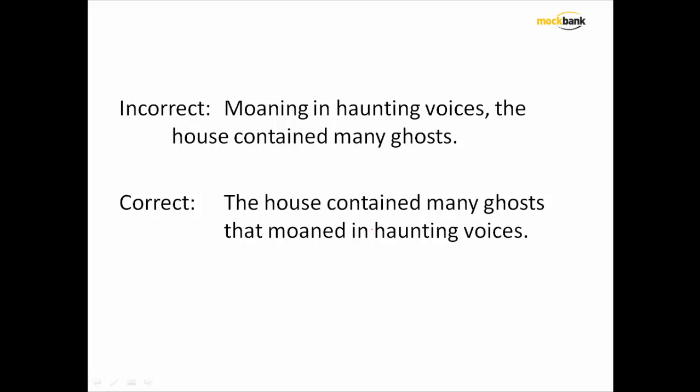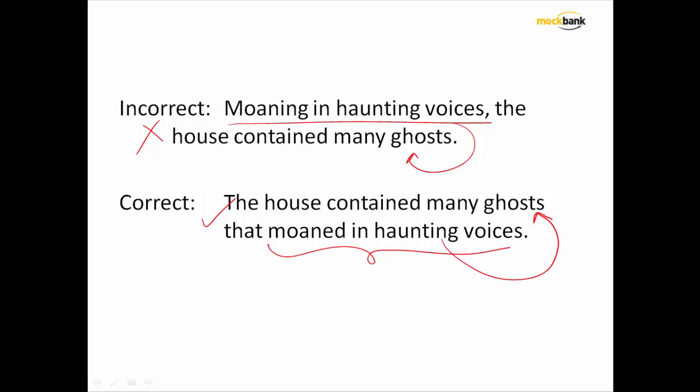Now let us see the third one. Mourning in haunting voices, the house contained many ghosts. Now this is used for ghosts, so we will try to put it closer to the ghosts. The house contained many ghosts that mourned in haunting voices. Now this is correct and the earlier one is wrong. Over here, mourning in haunting voices for sure is being used for ghosts, and that is how this is correct. I hope that you are getting it.